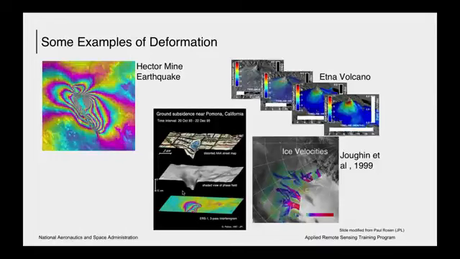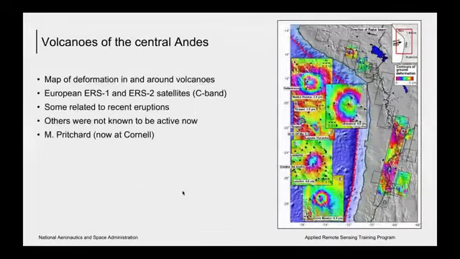These are some examples of deformation that were detected in volcanoes of the Andes some years ago by Matt Pritchard, who's now at Cornell. He found that many of the active volcanoes had some deformation going on, and some areas that were not known to be active also had deformation. So there are ongoing efforts to understand what's going on with the volcanoes in the Andes.